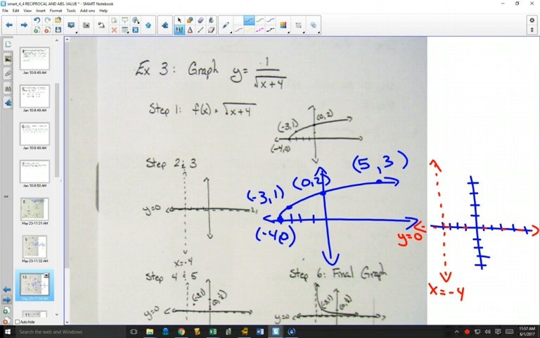What's going to happen to negative 3 comma 1? It's going to stay negative 3 comma 1. What's going to happen to 0 comma 2? It's going to become 0 comma 1 over 2. And 5 comma 3? 5 comma 1 over 3. Show your asymptotic behavior, and we've got a graph.